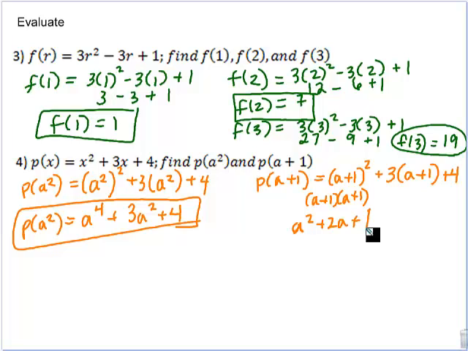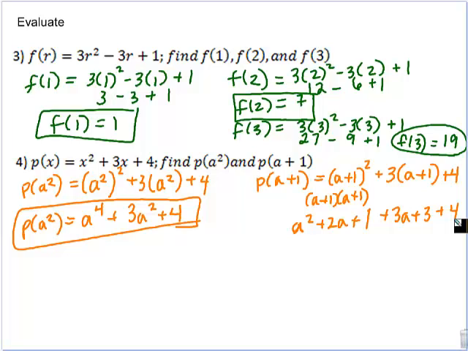for the last. A squared is our first term. Our outside is plus a. Our inside is plus a. So plus 2a when we combine. Our last is plus 1. What should we do with the 3 times a plus 1? Distribute, so plus 3a plus 3. Then we still have the plus 4.